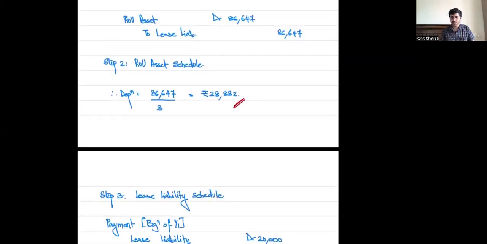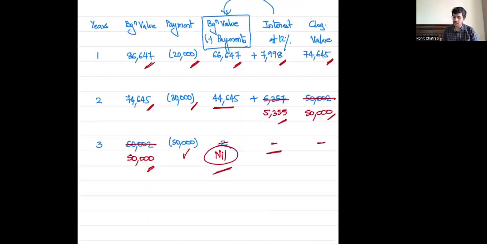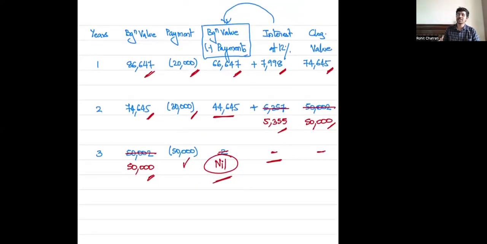So there is not much of a change for ROU, because ROU is still being depreciated over a period of 3 years. The amount of depreciation is changing, but the concept is not changing. We have an equal amount of depreciation in case of ROU, whereas in case of lease liability, there is a change in the way interest is calculated.